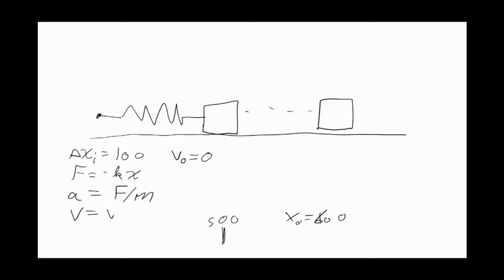F is equal to negative kx, and so acceleration is equal to F over m, and then velocity is equal to v naught plus a delta t, and then x is equal to x naught plus v delta t plus 1/2 a delta t squared.